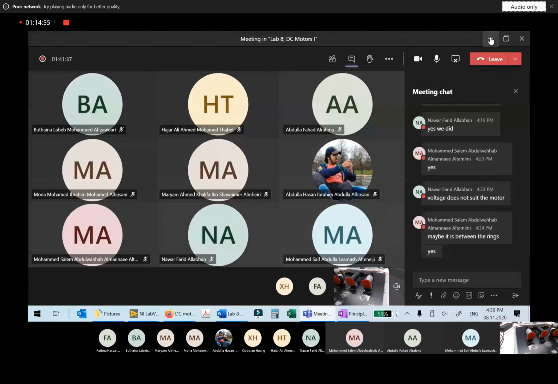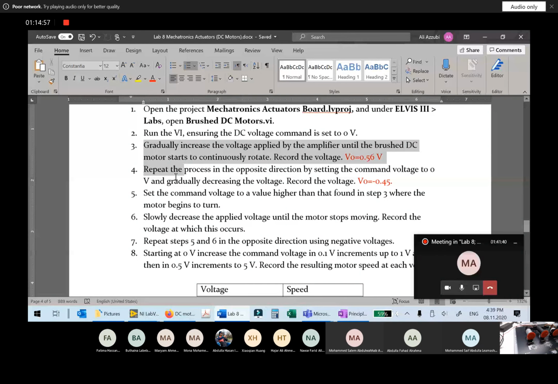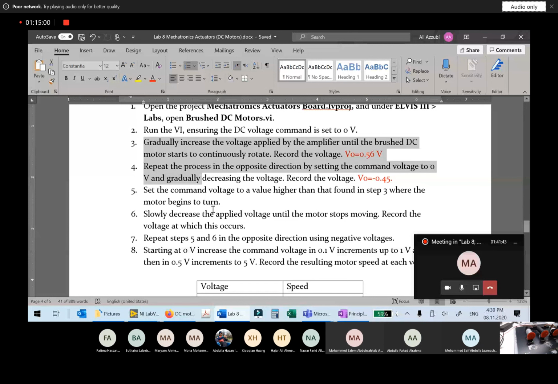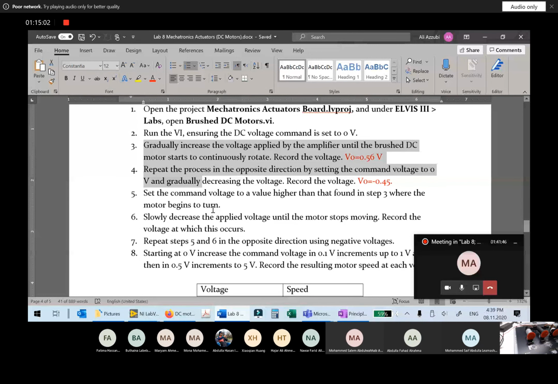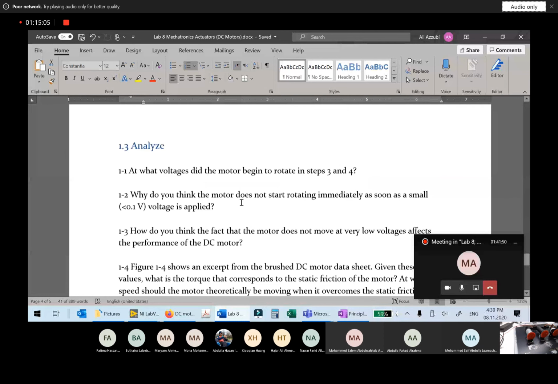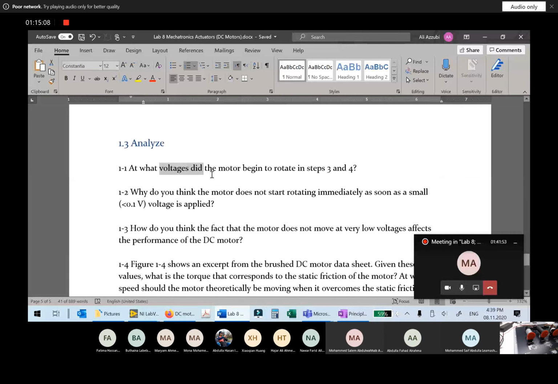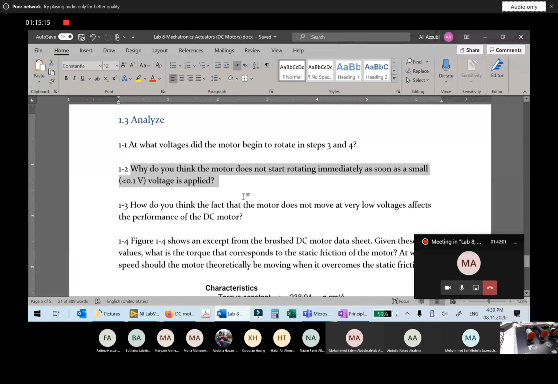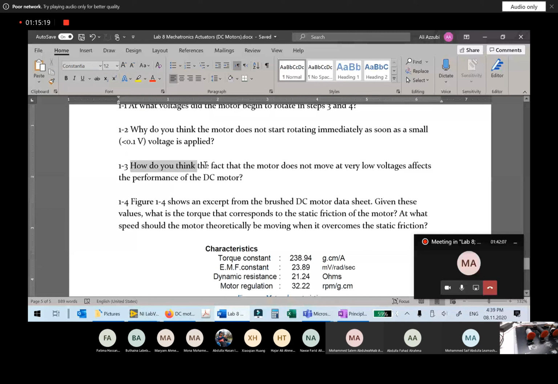So I hope you understand steps 3 and 4. Here I could find the voltage in order to overcome the static friction. In the analysis it says, at what voltage did the motor begin to rotate? We already recorded that. Why do you think the motor does not start immediately? We know this. Now, how do you think the fact that the motor does not move at very low voltages affects the performance of a DC motor? What do you think are possible answers?